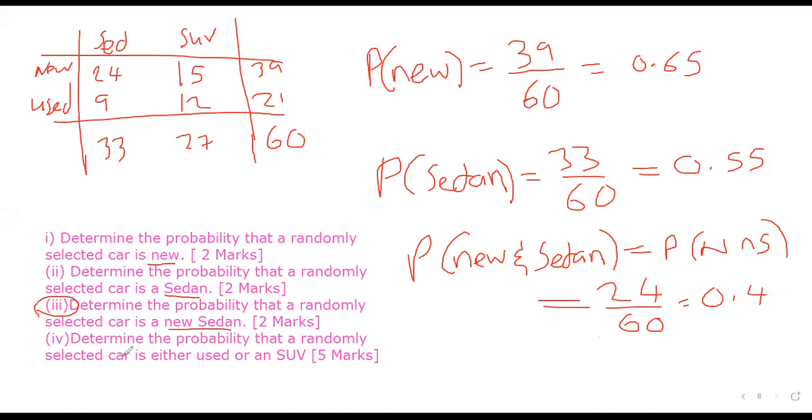All right. Then lastly, determine the probability that a randomly selected car is either a used or an SUV. What are they asking for? Union or addition. Okay, I want you to try that one. Or means what? Union. Excellent. Is that Kalonje? Kalonje, you're doing very fine. I'm impressed. This is what I need. All right. So union.